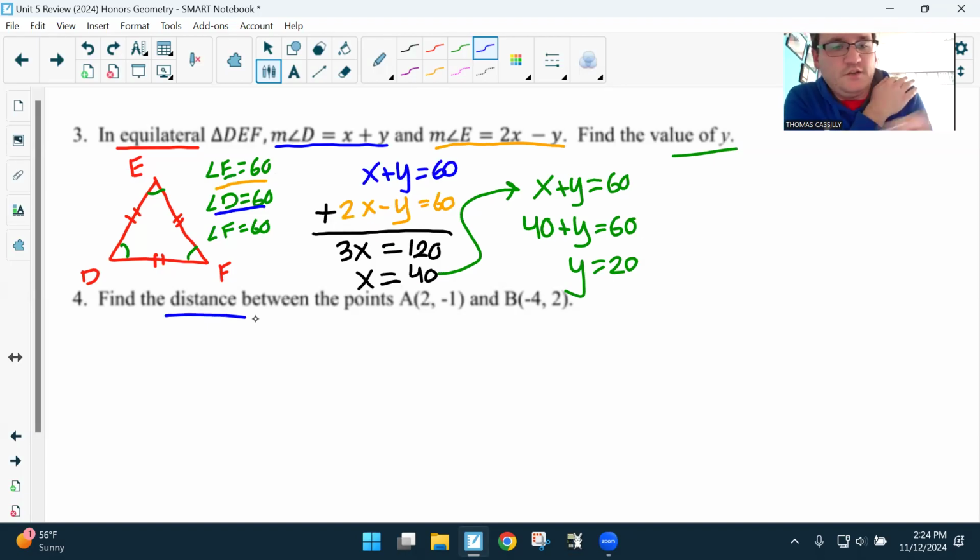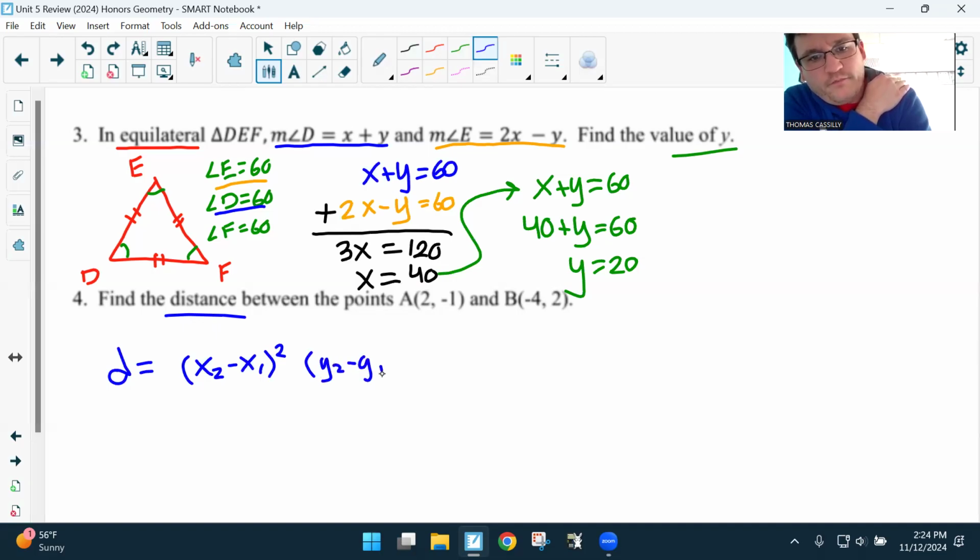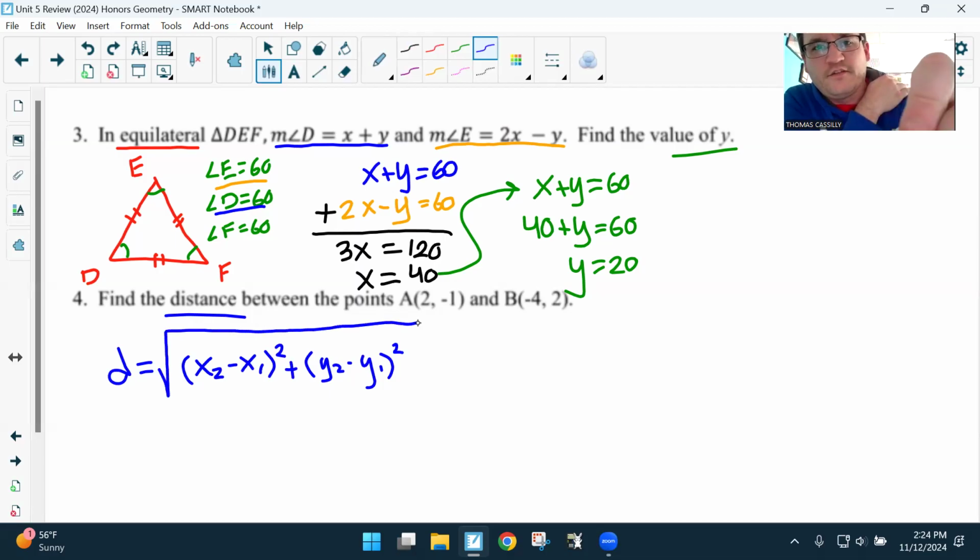Find the distance between 2 points. We know the distance formula is equal to, we have an x2 minus an x1. We take x2 minus x1 and we square it. Then I'm going to take a y2 minus a y1. I subtract the y values, and I'm going to square those as well. After I square them, I'm going to add them together, and then I'm going to square root that entire thing. So that is our distance formula.